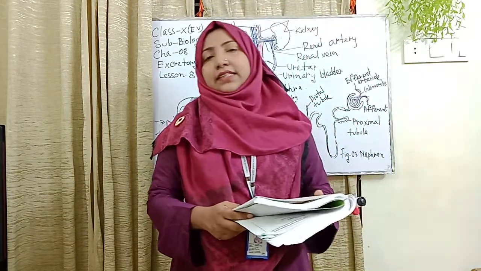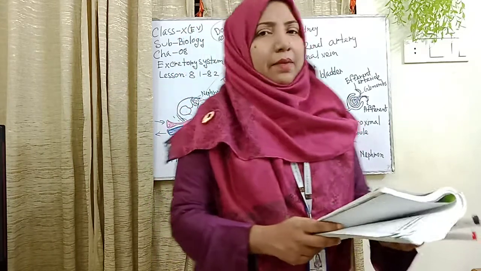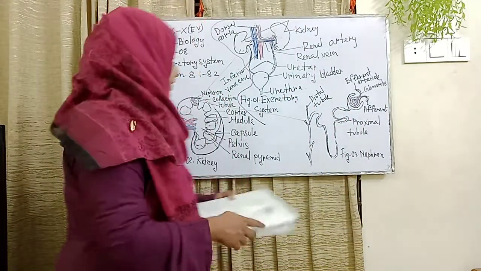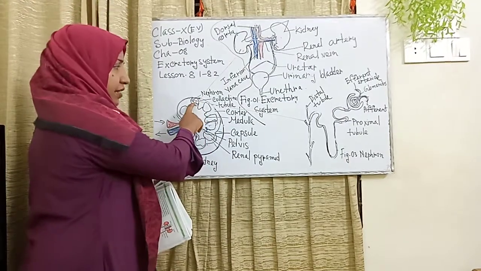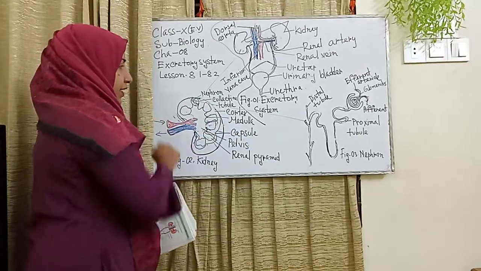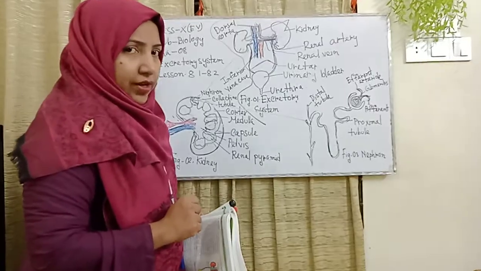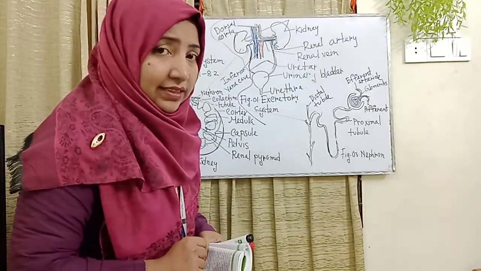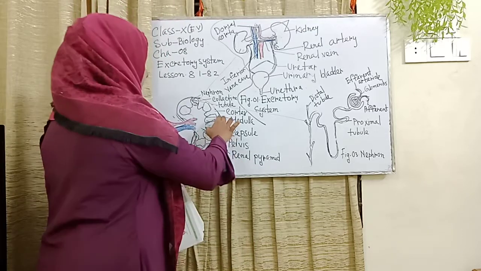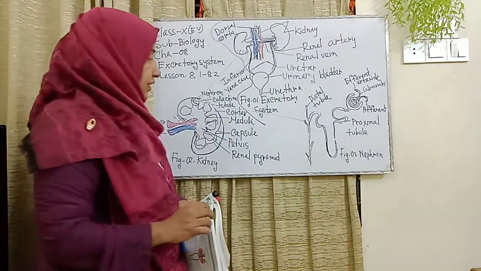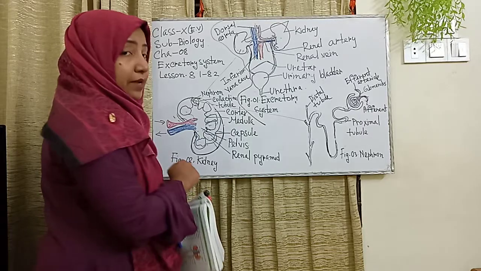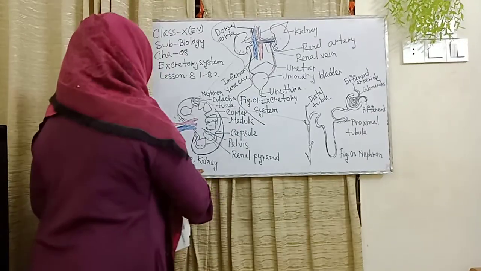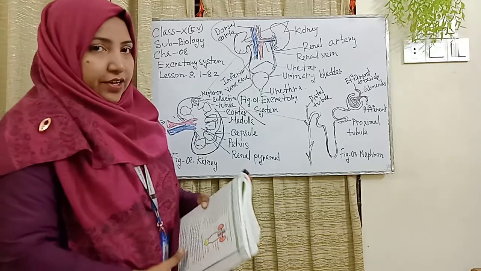Here, I will describe the kidney. This structure is the kidney. The first structure is the nephron. The second is the collecting tubules. These two structures make up the uriniferous tubules. The next structures are the cortex, medulla, capsule, pelvis and renal pyramid. Basically, we will draw the kidney.